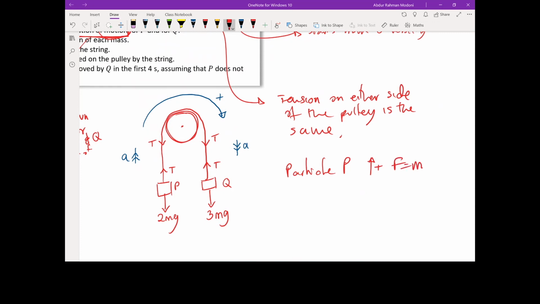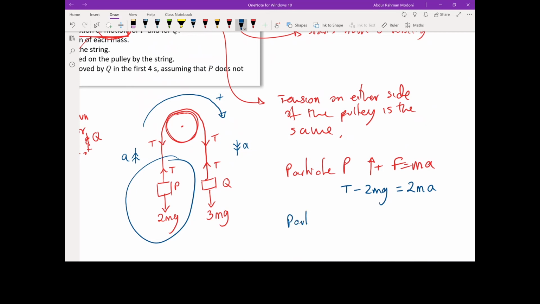F equals ma. Now I'm in a situation where I can apply F equals ma to particle P. Look at particle P. Tell me what I should be writing down for resultant force. T minus 2mg equals, what's its mass? 2m times A. Done. That's the equation of motion for particle P.